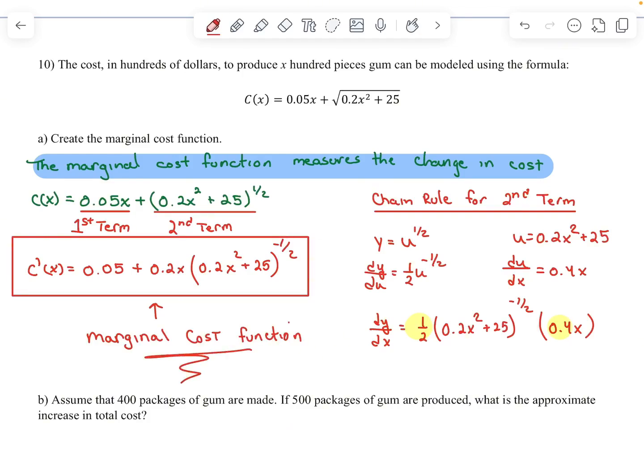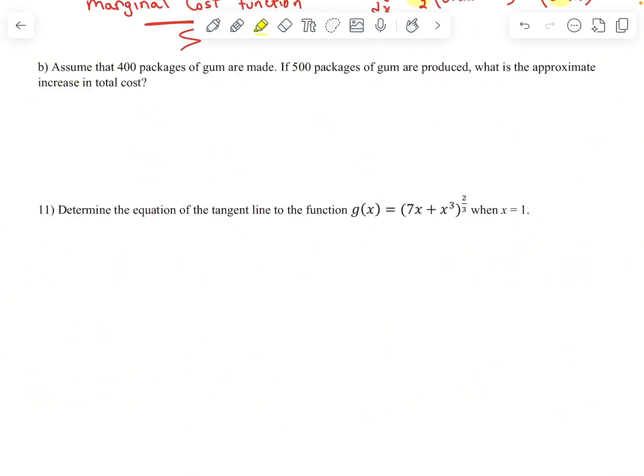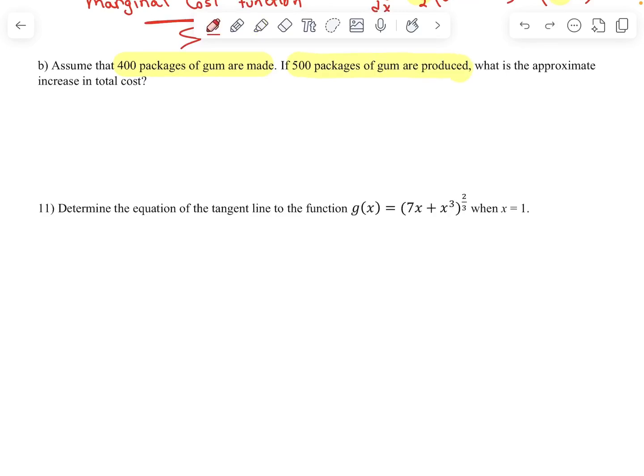Now to part B. Assume that 400 packages of gum are made. If 500 packages of gum are produced, what is the approximate increase in total cost? Okay, so if we have 400 pieces of gum produced, we could write this as 4 followed by the word 100, and this implies that x is equal to 4. For 500, we could write that as 5 followed by the word 100, and this implies that x is equal to 5.